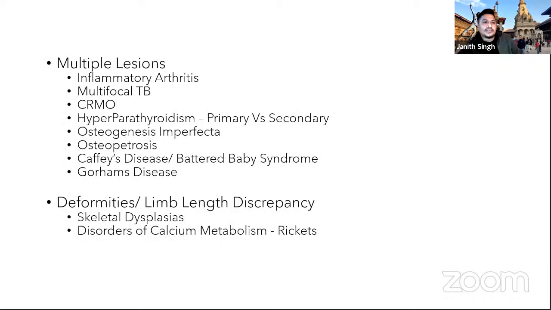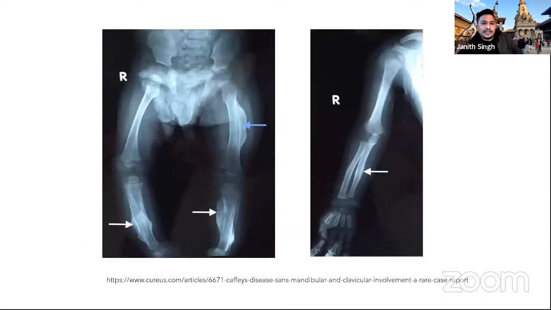If there are multiple lesions, it could be anything from inflammatory arthritis, TB, CRMO. The list is endless. And if you have deformities, it could be skeletal dysplasias. It could also be disorders of calcium metabolism. So this is a case of Gorham's disease. If you were to see this child, it would present with increased thigh girth, an asymmetric increase in thigh girth and leg girth. This is usually a self-limiting condition.